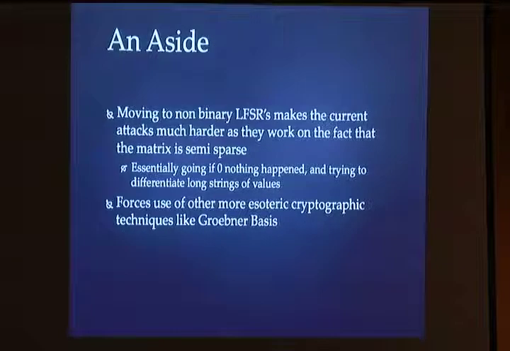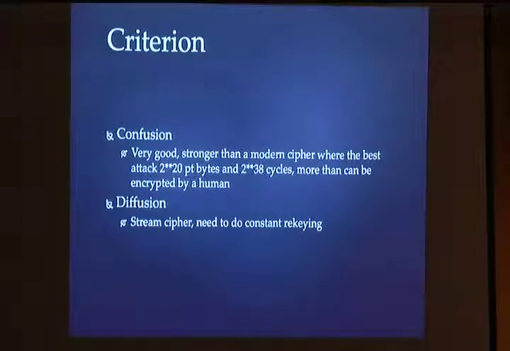Moving to non-binary LFSRs makes current attacks pretty much not work at all because they're based around the sparseness of a matrix. It forces things like something called Gröbner bases, which is like an area of cryptography no one wants to really deal with because we don't have to and it doesn't work great. We don't do well in non-binary things. It's very strong in confusion. The best attack against this cipher normally is 2 to the 20 and 2 to the 38 cycles.